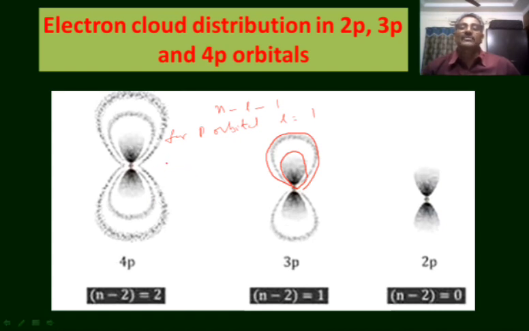So, in the case of 2p orbital, 1p orbital doesn't exist as L cannot take the value 1 in the first energy level. L takes the value 1 only from the second energy level. So, p orbitals exist from the second energy level only. In the case of 2p orbital, the number of spherical nodes is equal to 2 minus, what is the L value? 1 minus 1, that is equal to 0. That means 2p orbital has no spherical nodes.